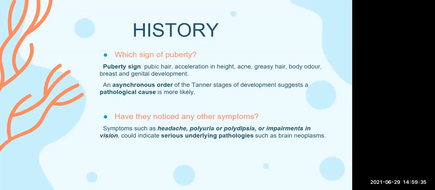Okay, so we need to ask which sign of puberty. Sign of puberty can be any pubic hair, acceleration in height, acne, greasy hair, body odor, breast and genital development. And it's important for us to know the order of the signs because, as I mentioned, the asynchronous order of the Tanner stage may suggest a pathological cause, which is related to gonadotropin independent precocious puberty.